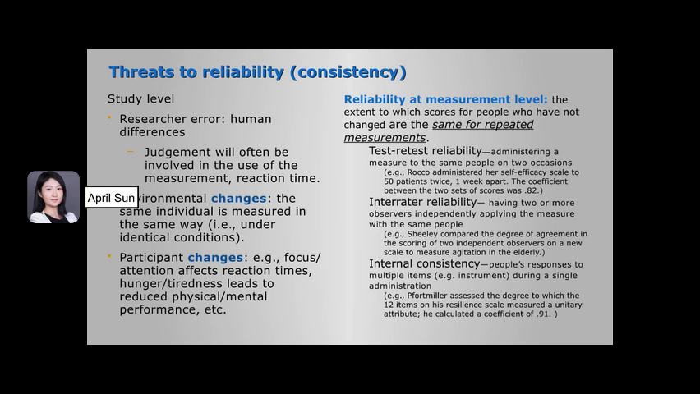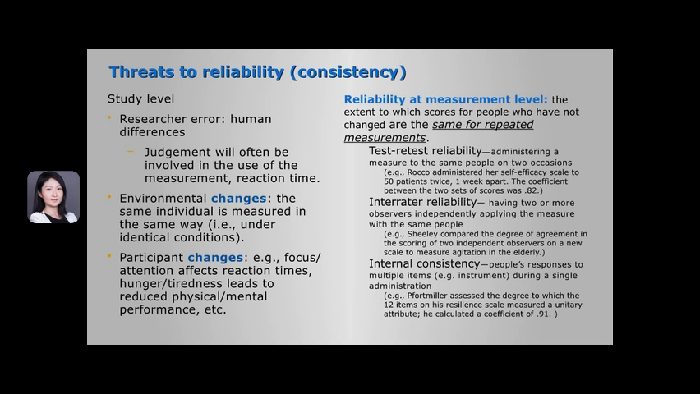As reliability is about consistency, any unexpected changes would be threats to the reliability. Threats to reliability are those factors that cause error. After all, the inconsistency in the measurement you are using comes from such error. Some of the sources of error in the study may include researcher error, environmental changes, and participant changes.